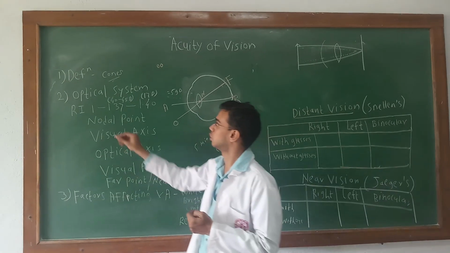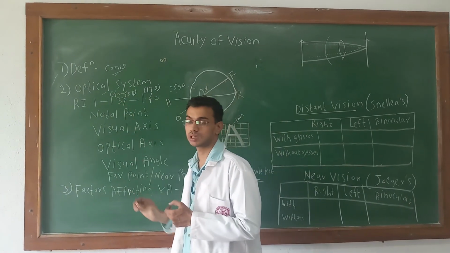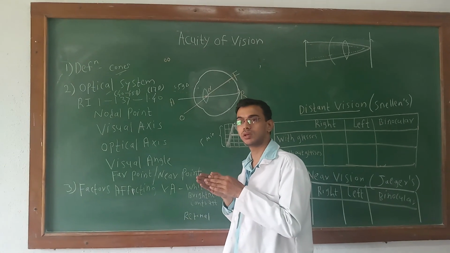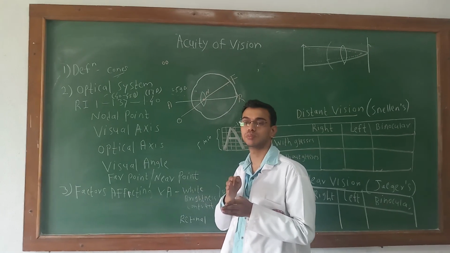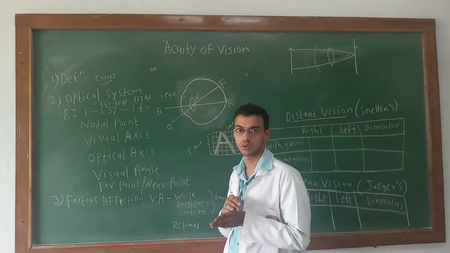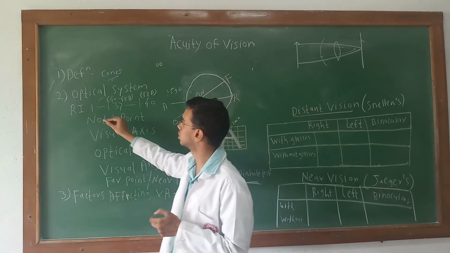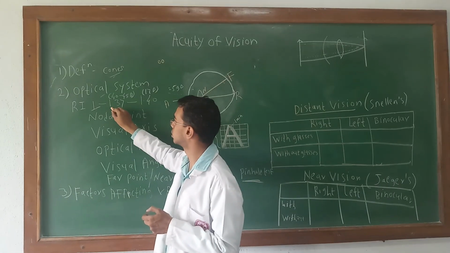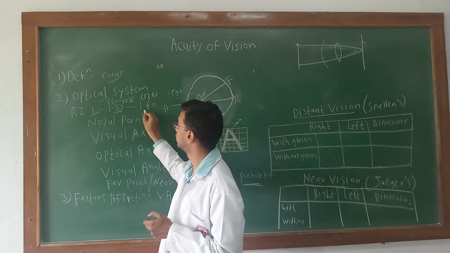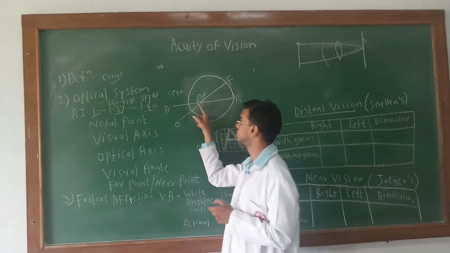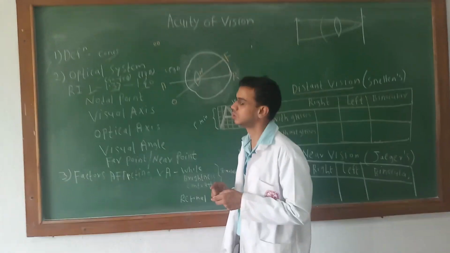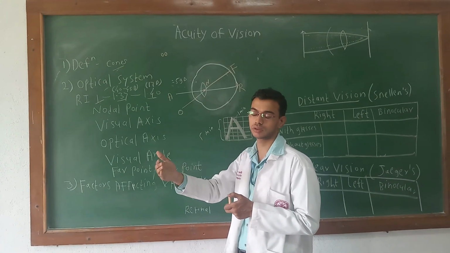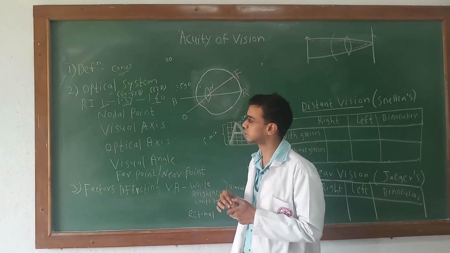Next, what are the optical parameters, the optical system present in our eye? You know that when rays pass from one optical medium to another, refraction of those rays takes place. For example, the refractive index of air is 1, of the cornea is 1.37, and of the lens is 1.40. So when rays go from one refractive medium to another, refraction takes place.